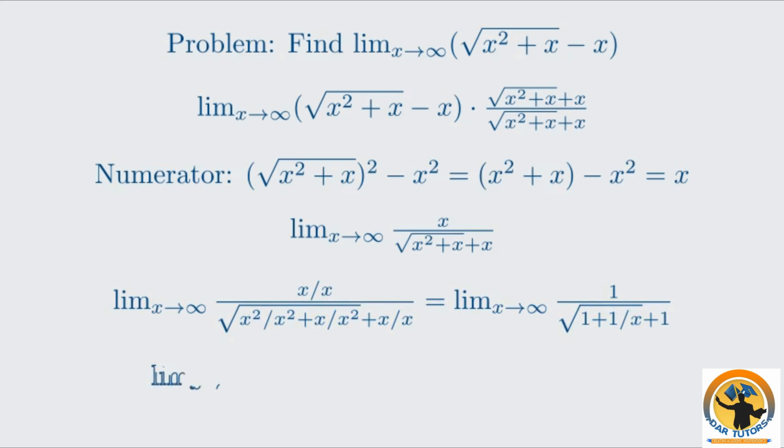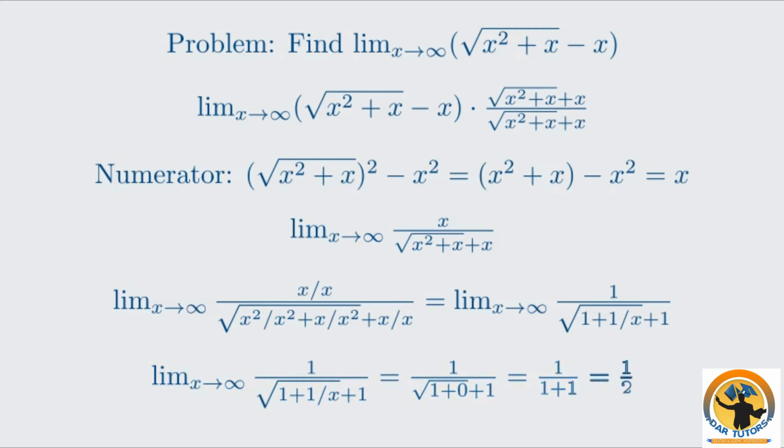Now, as x approaches infinity, the term 1 over x approaches 0, so the expression simplifies to 1 over the square root of 1 plus 0 plus 1. This is 1 over 1 plus 1, which equals 1 over 2. The limit is 1/2. This problem demonstrates the importance of algebraic manipulation and combining different limit techniques. It's a great example of the level of rigor expected in IBAAHL.